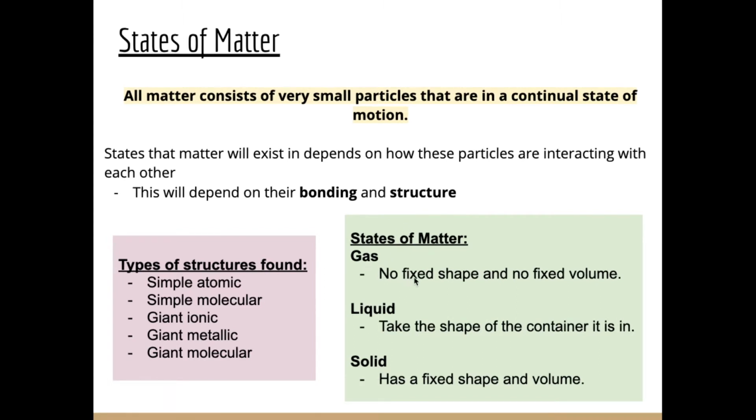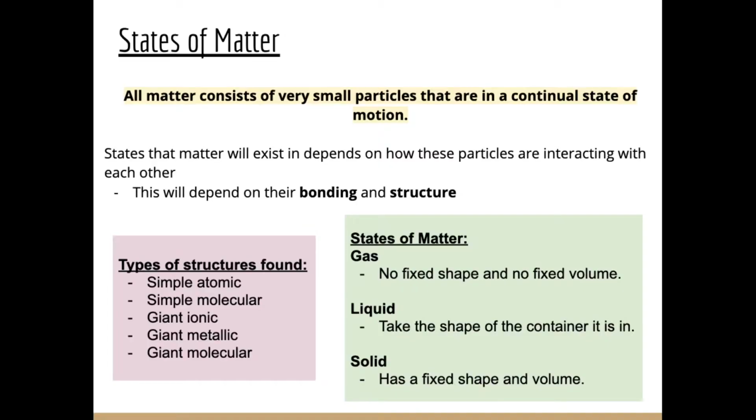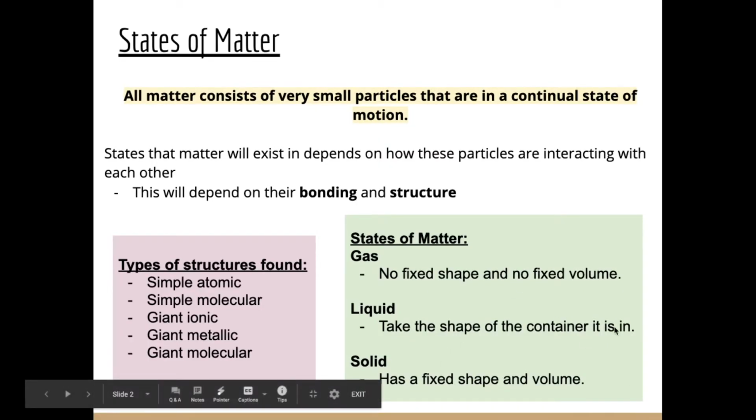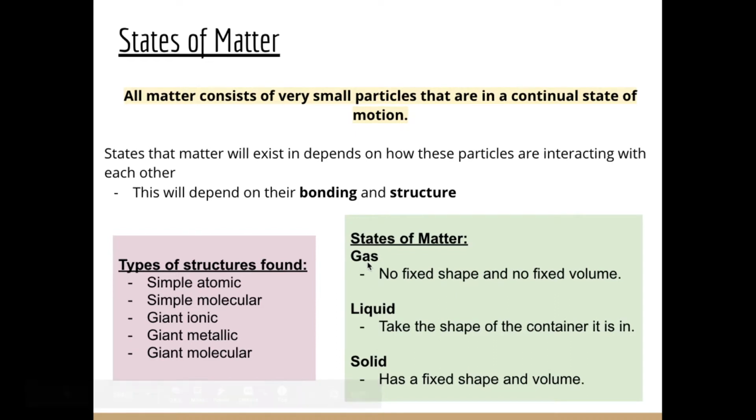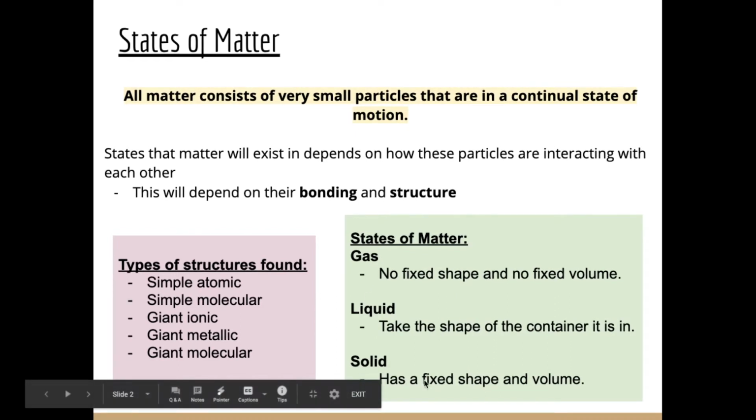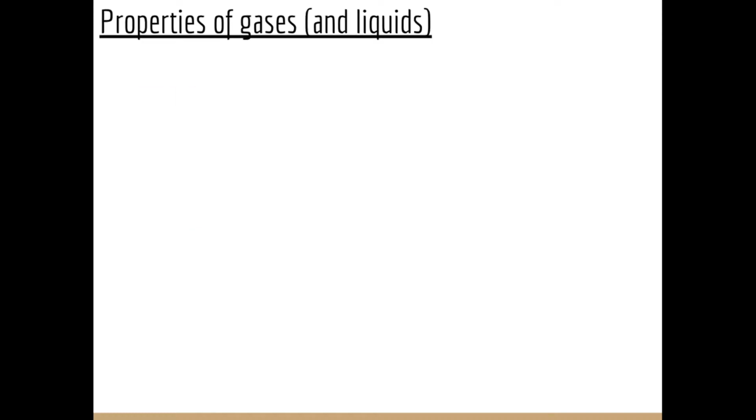We have a gas, where we have no fixed shape and no fixed volume. We have particles moving at very high energy, randomly colliding with one another. We have our liquids, which take the shape of the container they are in, with less kinetic energy than in the gas. And then our solid, where we have a fixed shape and a fixed volume, and the particles are vibrating around a single point. So this lesson is going to focus primarily on the gaseous state.